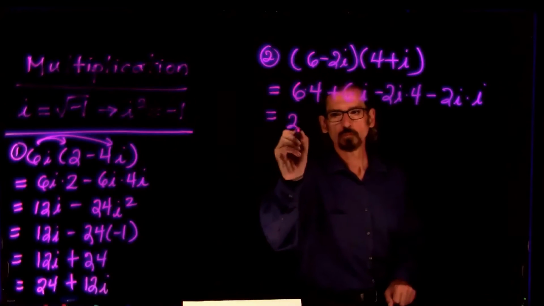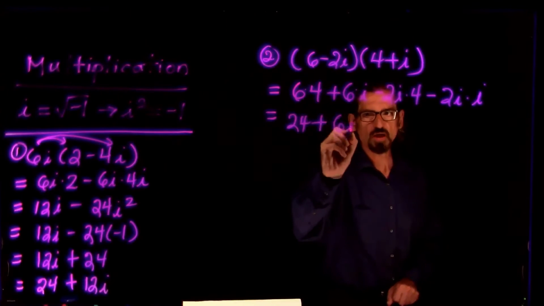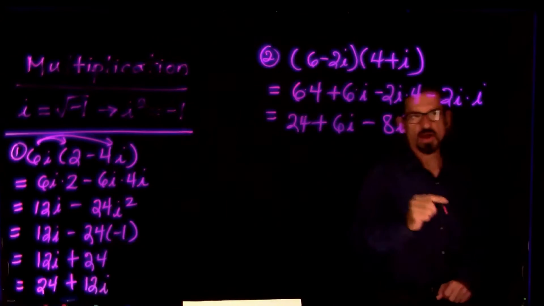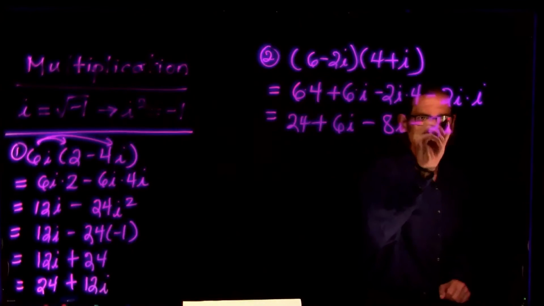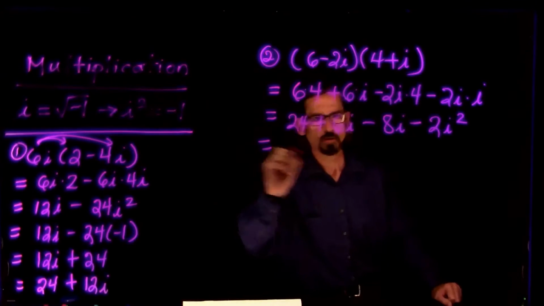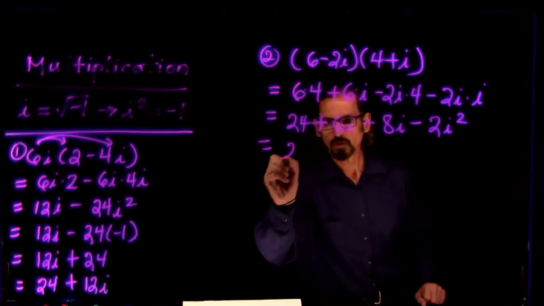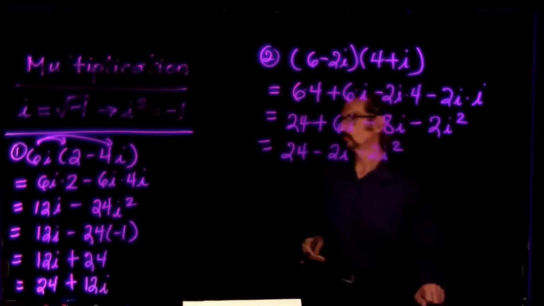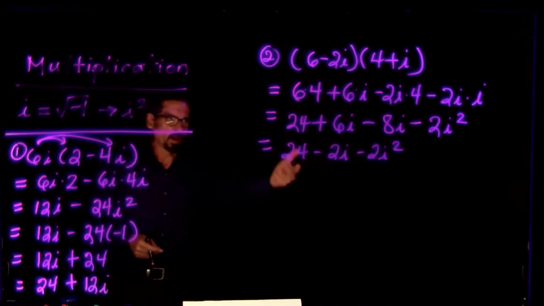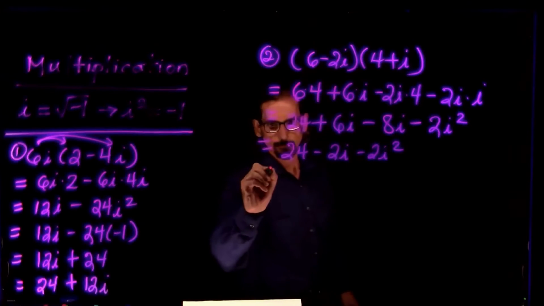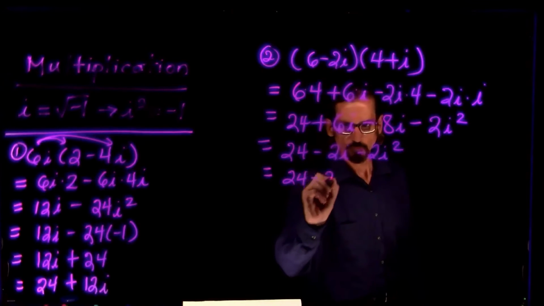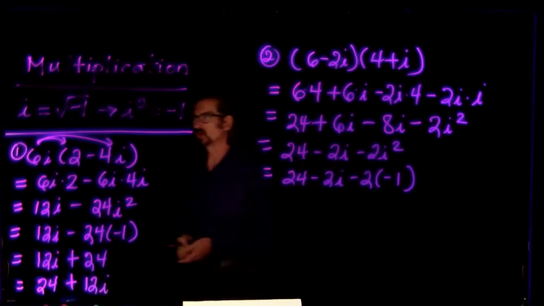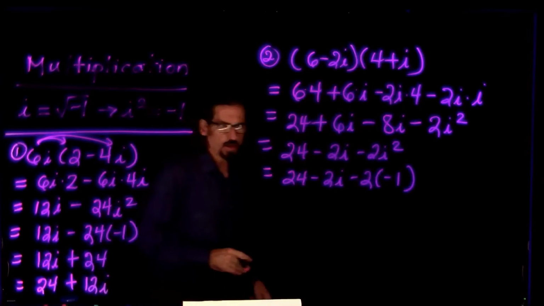6 times 4 is 24 plus 6i. Get the 2 and the 4 together here, minus 8i. Get the i and the i together here, minus 2i squared. 6i minus 8i is going to give us minus 2i. Again, i squared being -1, -2 times -1 will give us a positive 2.